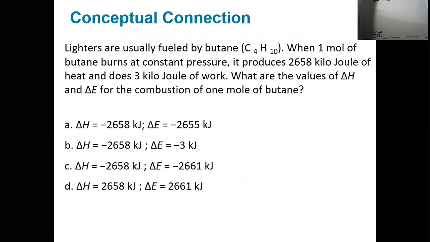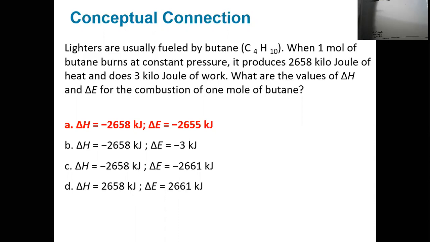So let's look at the difference between those two ideas. So you have this example here. Lighters are fueled by butane. When 1 mole of butane burns at constant pressure, it produces 2658 kilojoules of heat, and it does 3 kilojoules of work. What are the values of delta H, which is enthalpy, and delta E for the combustion of 1 mole of butane? Okay, so think about that for a second. All right, and then let's think about why this is true.